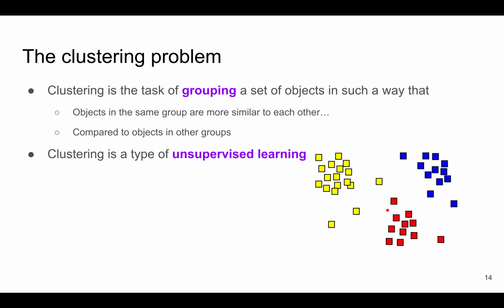Clustering is considered to be a type of unsupervised learning because there are no explicit labels that are given by humans. So we don't tell the algorithm that these points are yellow, these points are red, some points are blue, and then label the other points. We just let the algorithm decide, okay, what are the colors going to be?